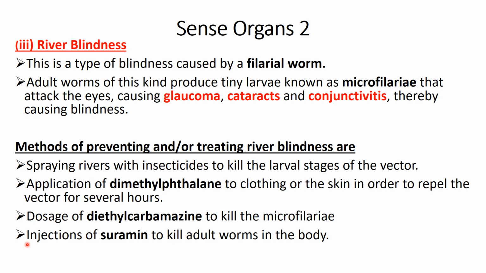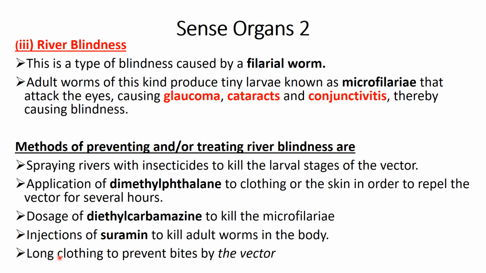Also, injections of a chemical called suramin, which ends up killing adult worms in the body. So if they get into your body, you just need an injection of suramin, and it is going to kill adult worms in the body. Also, you can make use of long clothing to prevent bites by the vector. So: spraying rivers with insecticides, application of dimethylphthalate, dosages of diethylcarbamazine, injection of suramin, and using long clothing to prevent bites by the vector.